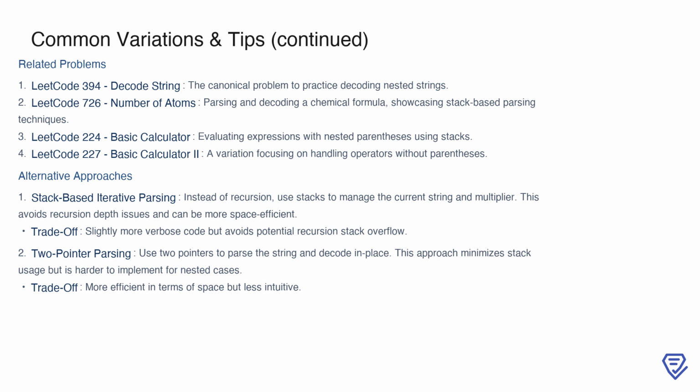Beyond these problems, you can try alternative approaches to decoding. For instance, stack-based iterative parsing is a robust solution that avoids recursion depth issues and can be more space-efficient, though it often results in slightly more verbose code. Another option is two-pointer parsing. By using two pointers to parse the string and decode it in place, you can reduce stack usage significantly. However, this method is harder to implement for deeply nested cases, making it less intuitive despite its space efficiency.